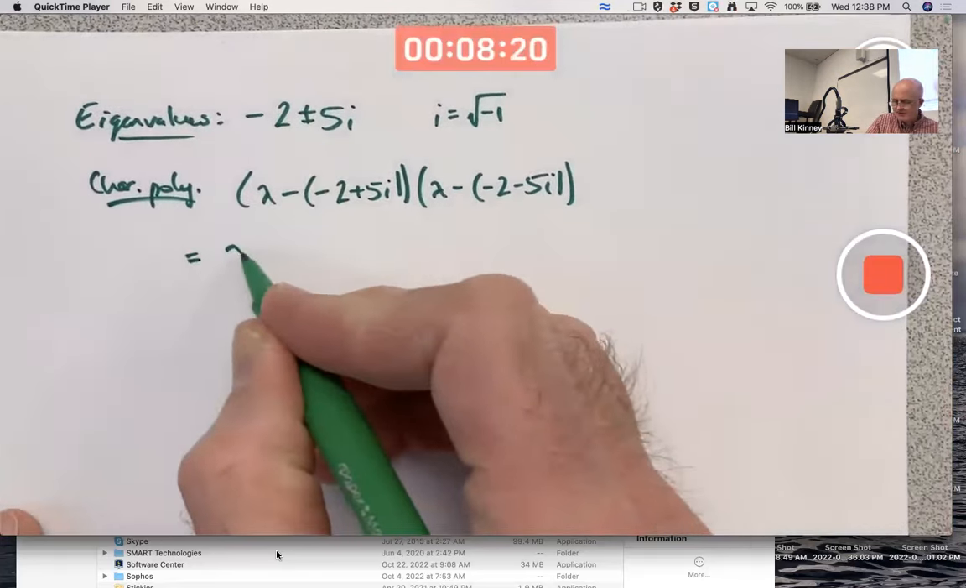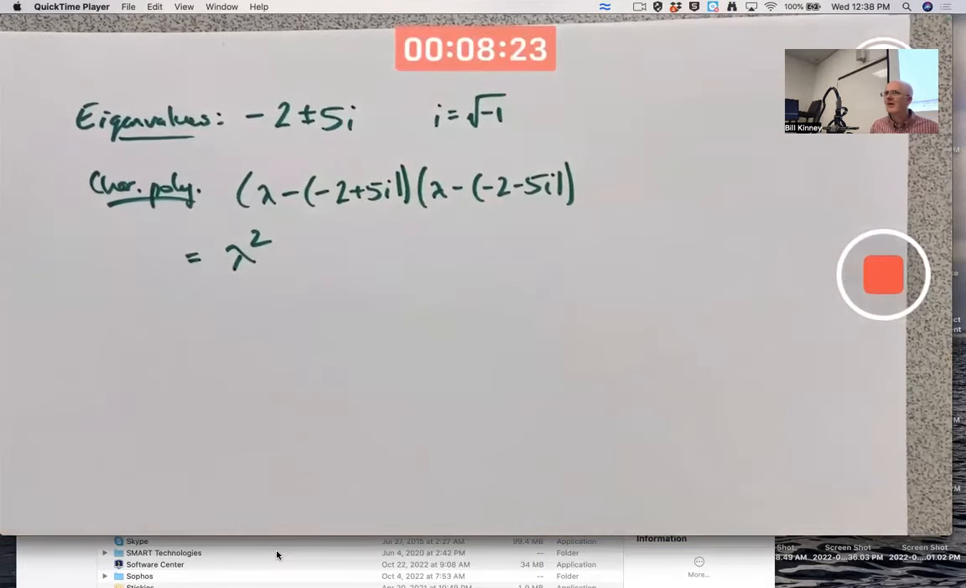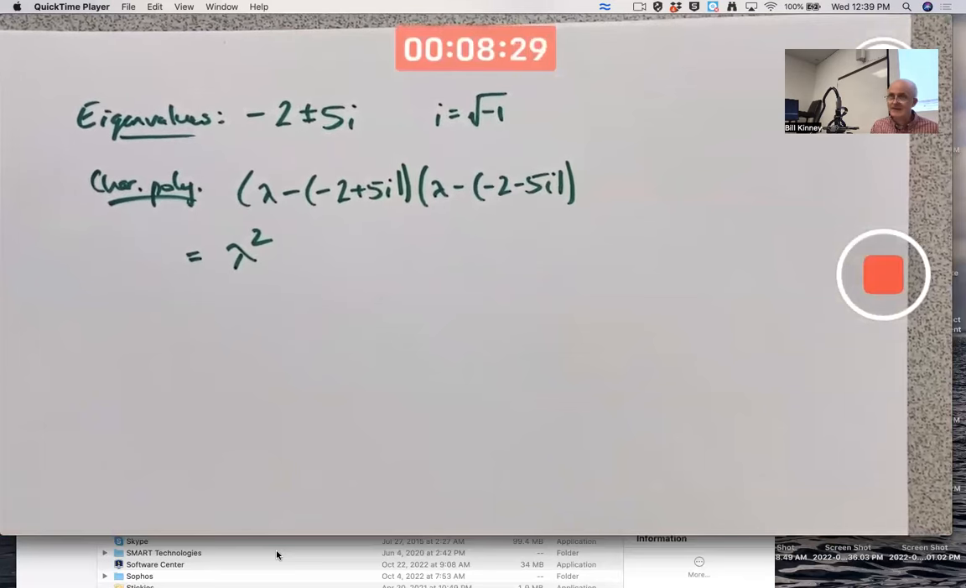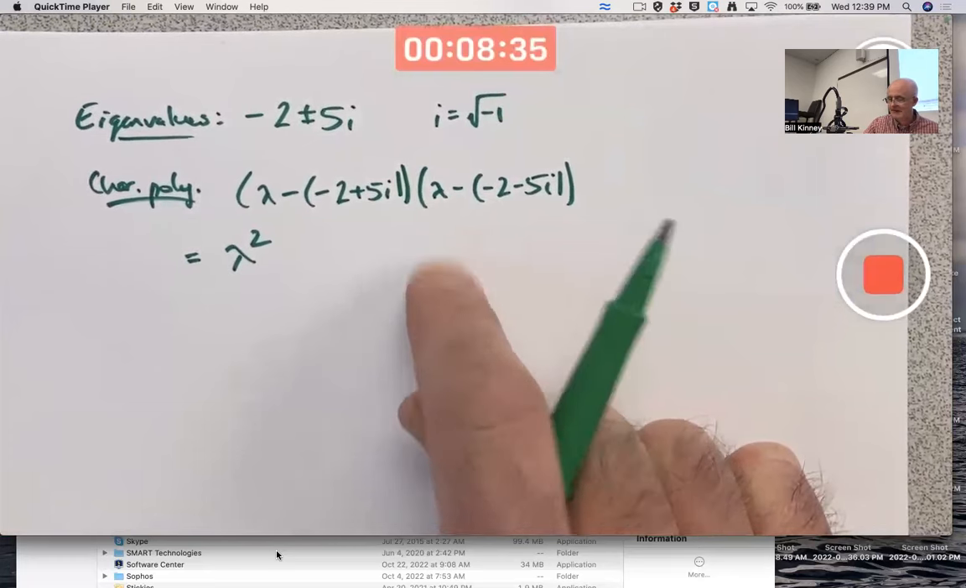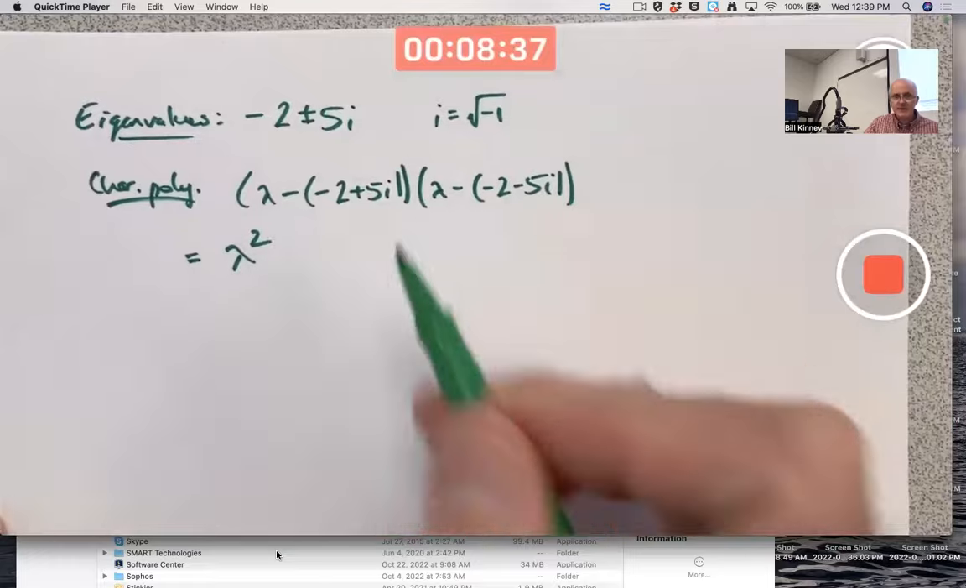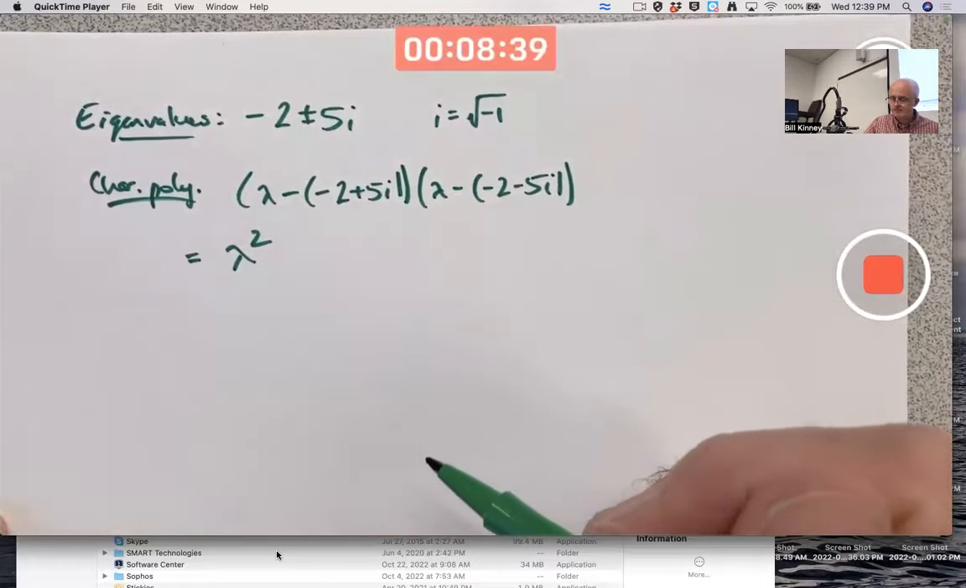But you might be wondering to yourself, will this quadratic have real coefficients? And the answer is yes, it will, if I don't make a mistake, because these eigenvalues are complex conjugates of each other, -2 plus or minus 5i. So first times first is lambda squared.